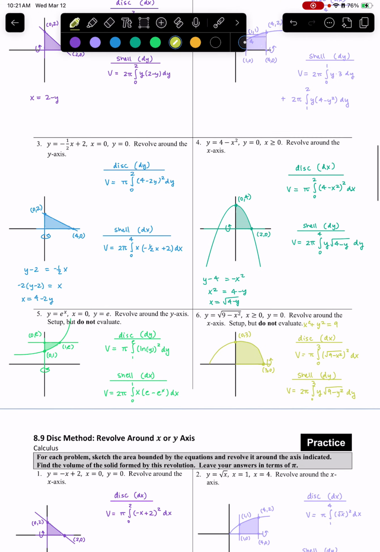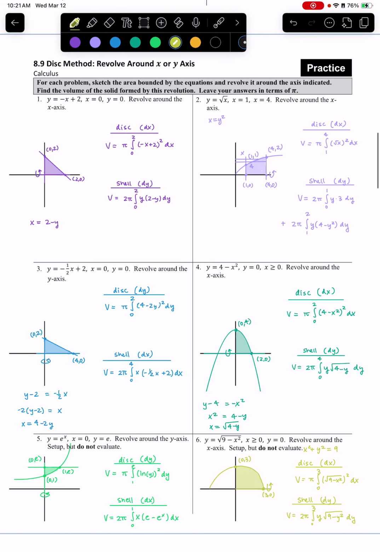And there you have it. So hopefully that kind of helps get the flow of things.